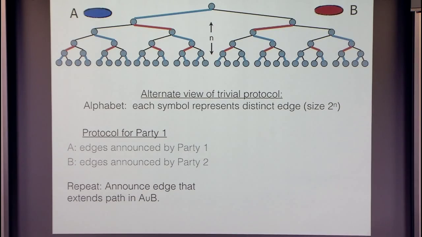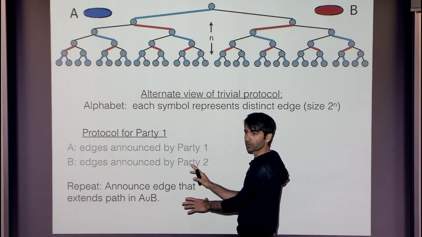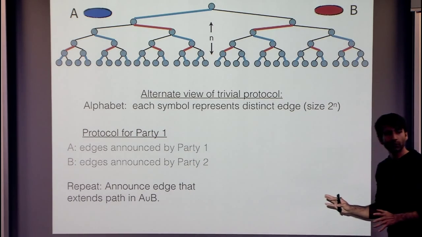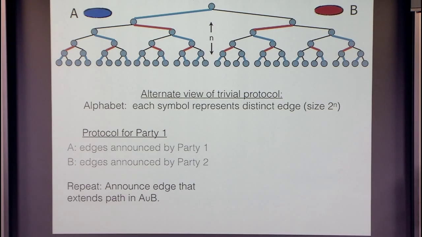So those are tree codes. Now let's try and use them to solve the problem we care about. So again, this is the problem. And the way we're going to solve this problem is we're going to essentially run the trivial protocol we talked about, except we'll use tree codes to encode and decode the messages that are being transmitted.